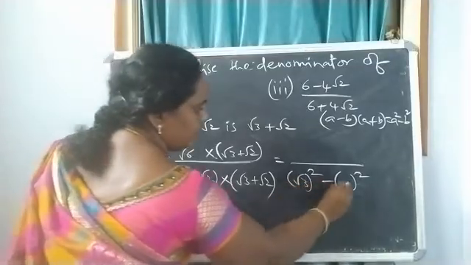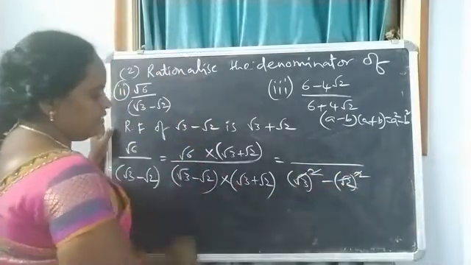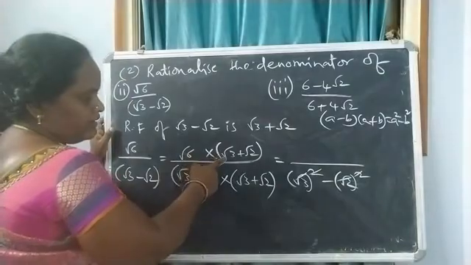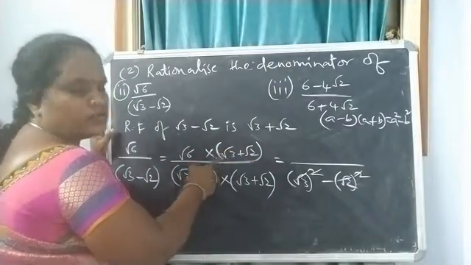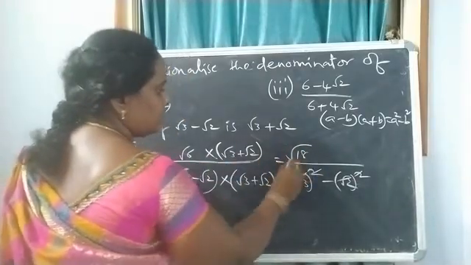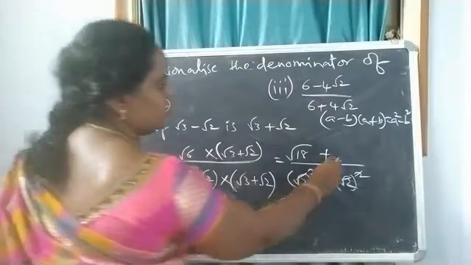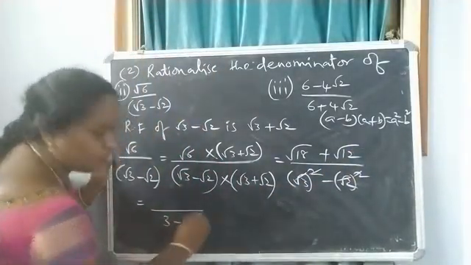A is root 3, b is root 2. Square and square root get cancelled, and in the numerator inside the bracket we have root 3 and root 2. Both should be multiplied with root 6. So root 6 into root 3, that is 18 under the root, plus root 6 into root 2, that is root 12. We see the denominator 3 minus 2, that is 1.